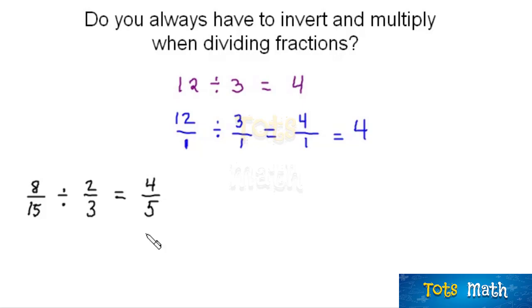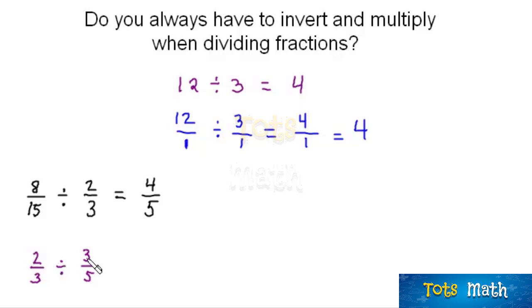And because 4/5 is not quite a whole, that means we can't fit an entire 2/3 part into a part that's 8/15, because 2/3 is bigger than 8/15. So our answer makes sense. Let's try another example. This time we'll divide 2/3 by 3/5. This time we want to know how many 3/5 are in the fraction 2/3.